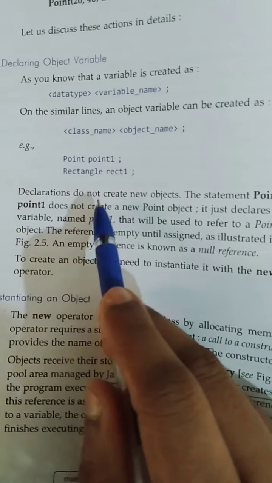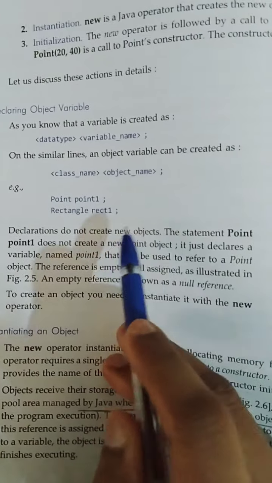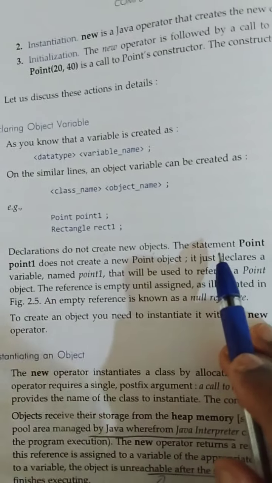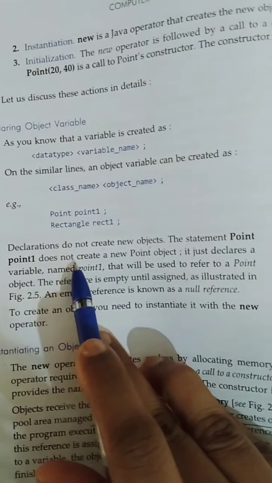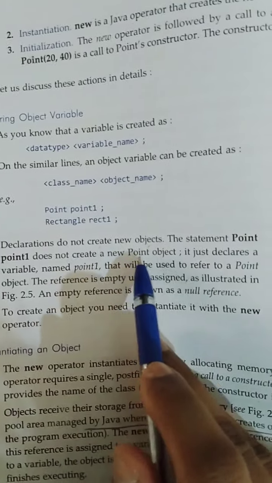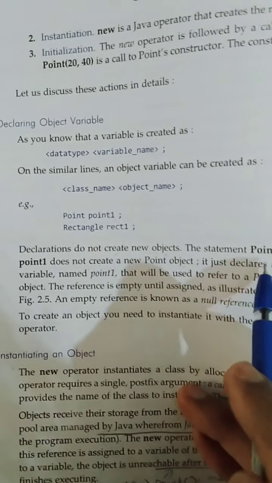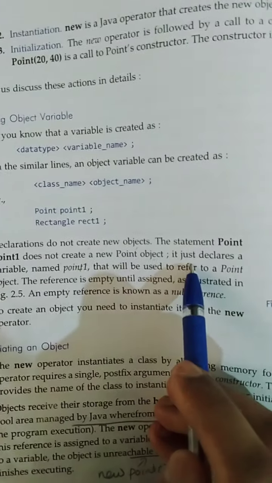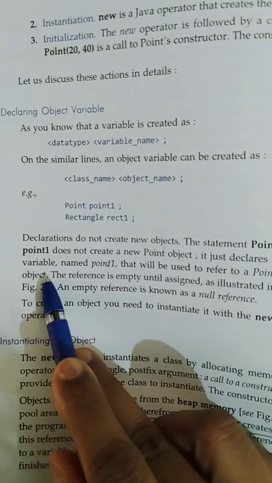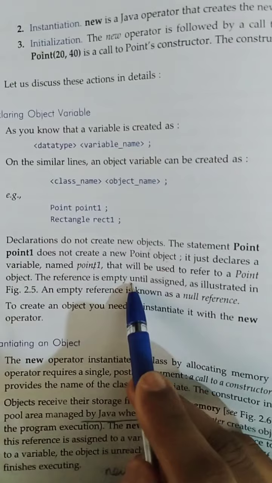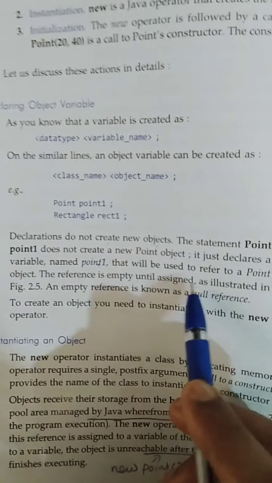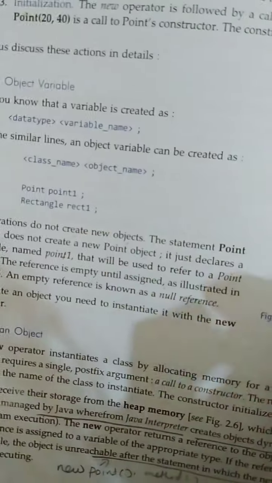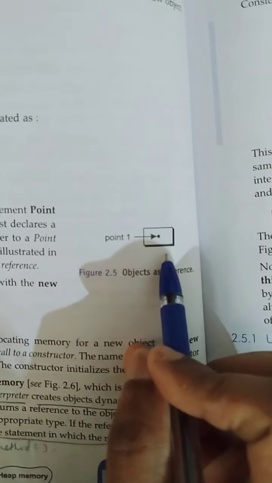Here you can learn declarations do not create new objects. The statement Point point1 does not create a new Point object. It just declares a variable named point1 that will be used to refer to a Point object. The reference is empty until it is assigned. An empty reference is also known as a null reference. So the object has a reference, point1.